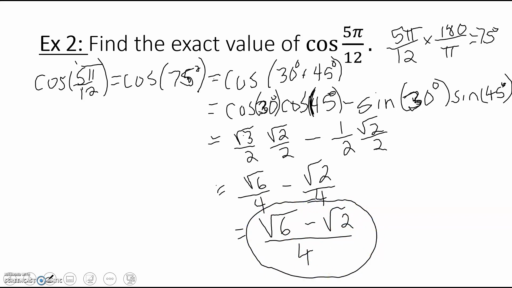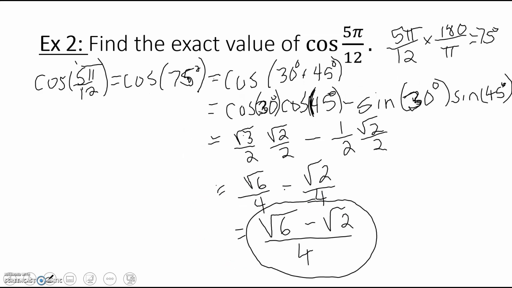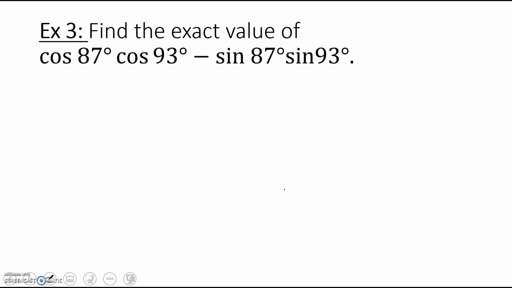And that is our final answer for the cosine of 5 pi over 12, or you could say the cosine of 75 degrees. It looks really similar to the last one, the 15 degrees, except the only difference is here there's a plus sign instead of a minus. And so that's how you would find the cosine of 5 pi over 12. Let me know if you have any questions, okay? Let's look at the next example.